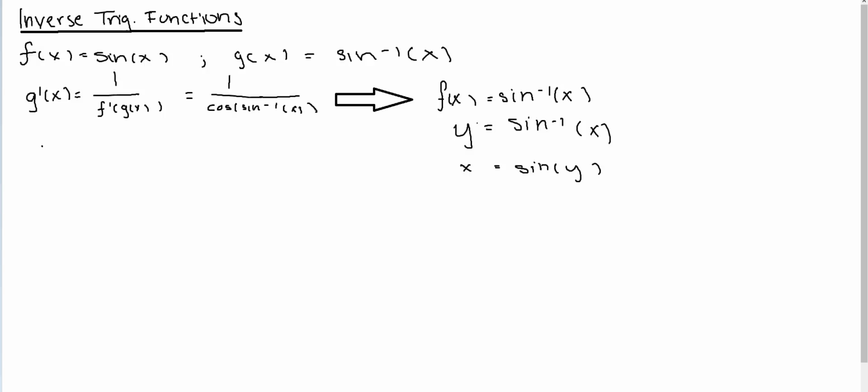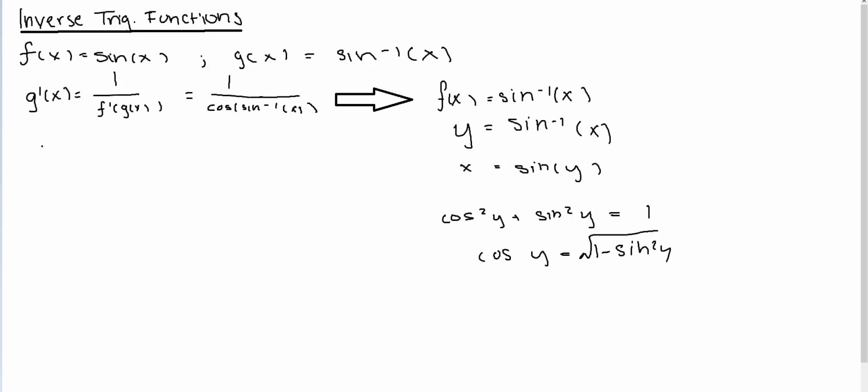Now, we can also say y is equal to arcsine of x, and we know that the inverse of the inverse sine x is going to be sine x. Therefore, we know that we have a couple of identities. We can say that cosine squared y plus sine squared y is equal to 1. This means that cosine y is equal to the square root of 1 minus sine squared y.